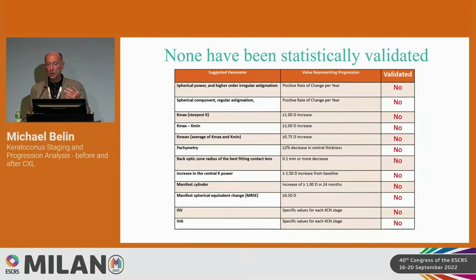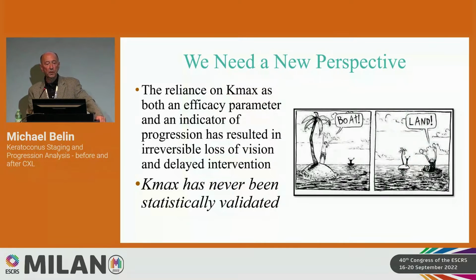Additionally, though we all think of Kmax as a quote, standard, none of these parameters have actually been validated. So all other than pachymetry are anterior surface parameters, and again, none of them have actually been validated. So we need to have a whole new look at how we determine when and if progression occurs. As already alluded to, the reliance on Kmax has led to visual loss, which we don't want to have prior to treatment, and has delayed intervention. And again, though Kmax has been used in FDA studies, it has actually never been statistically validated.